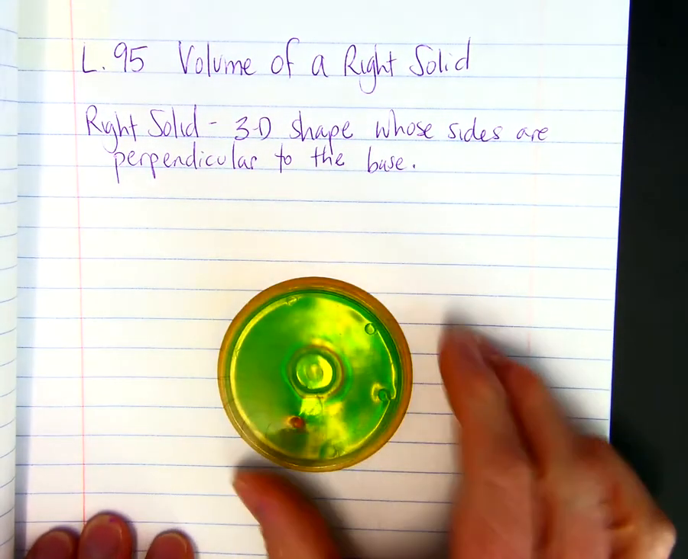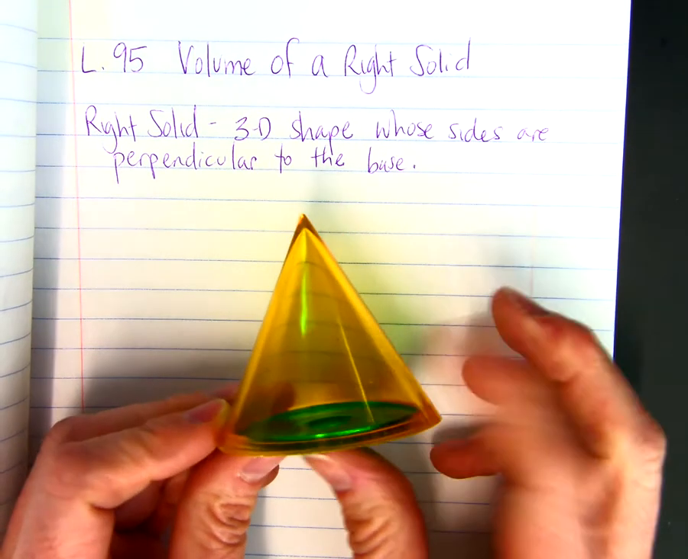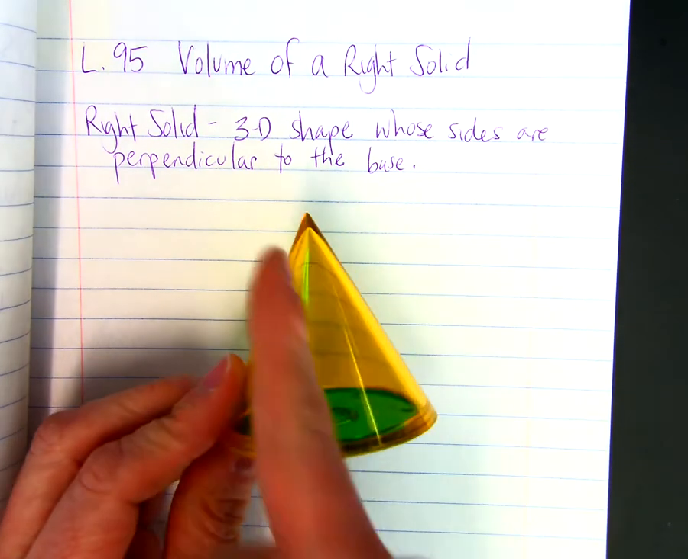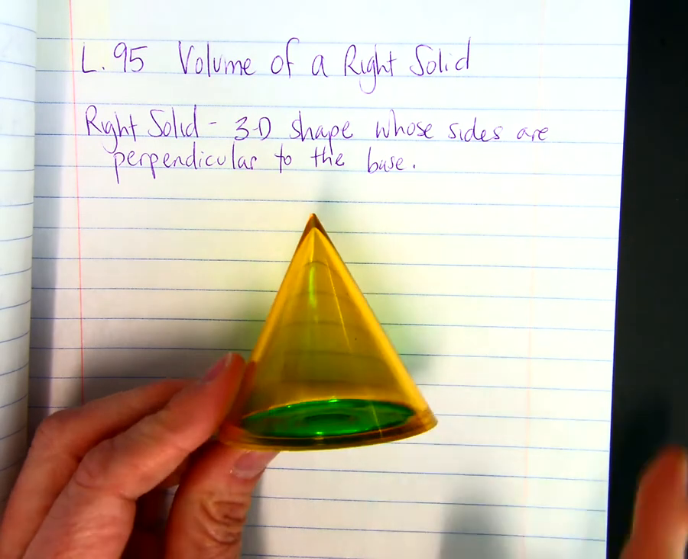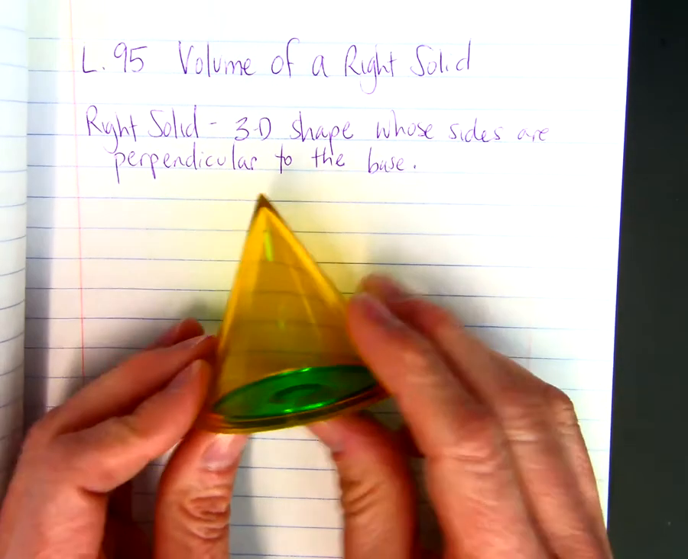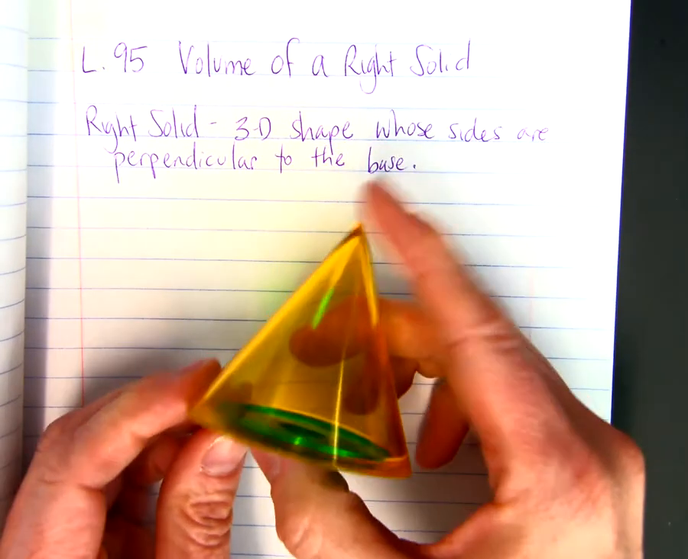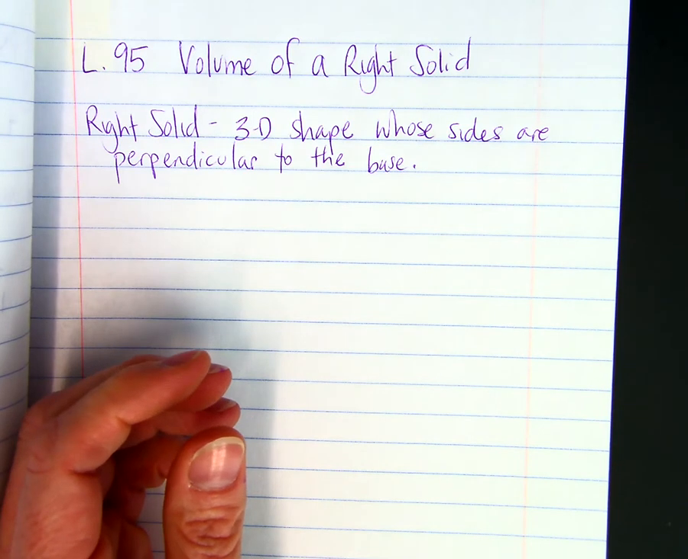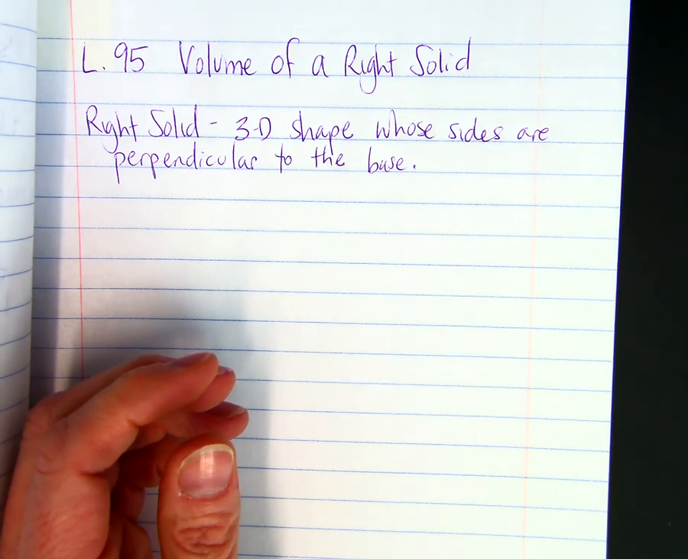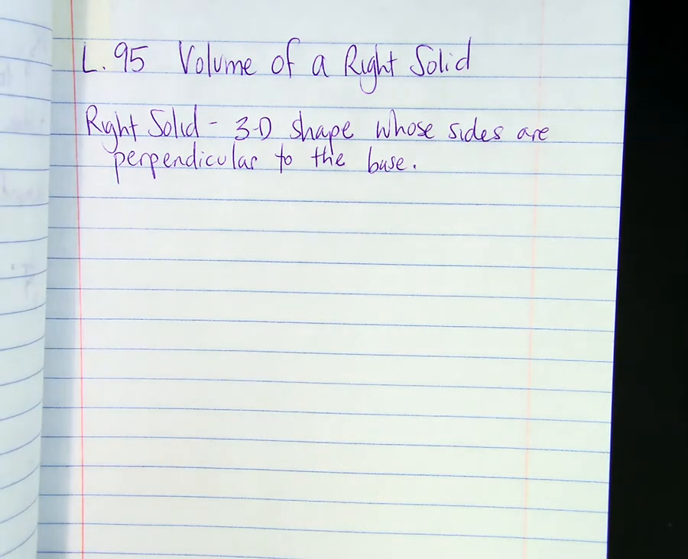This one would not be considered, actually this is actually considered a 3D shape because the center is perpendicular to the base. So maybe saying whose sides are perpendicular isn't quite right. It's like the apex would have to be perpendicular to the base. I wonder if I have any that aren't. I don't. Think about a cylinder that's kind of shifted.